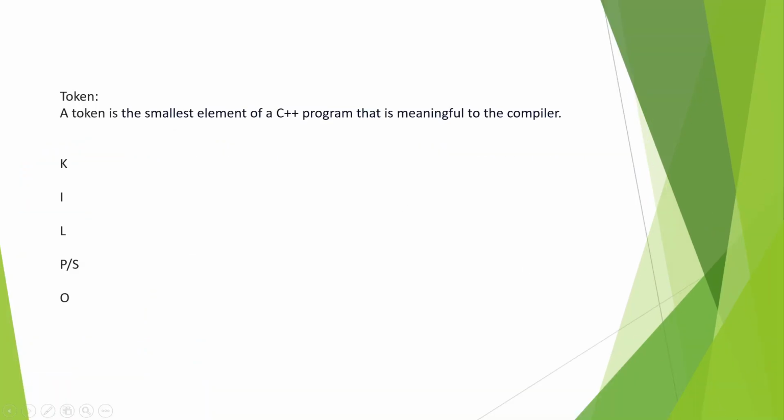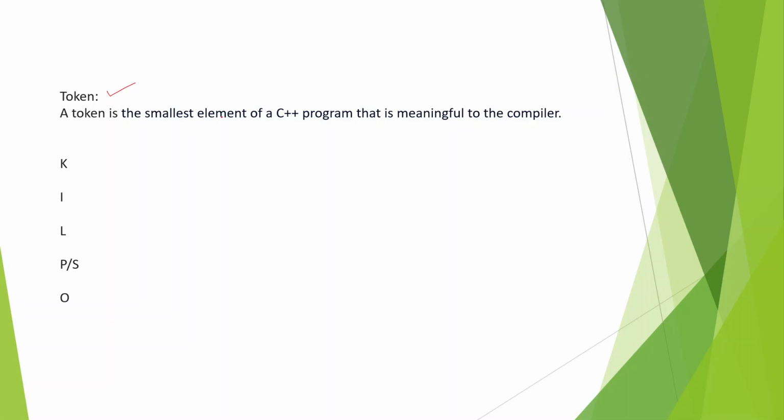So today we will see some terminology on programming, C and C++ mainly. So let's get started. First terminology is: what is a token? Every smallest element of C or C++ programming that is meaningful to the compiler, the smallest element which the compiler can understand, is known as a token.